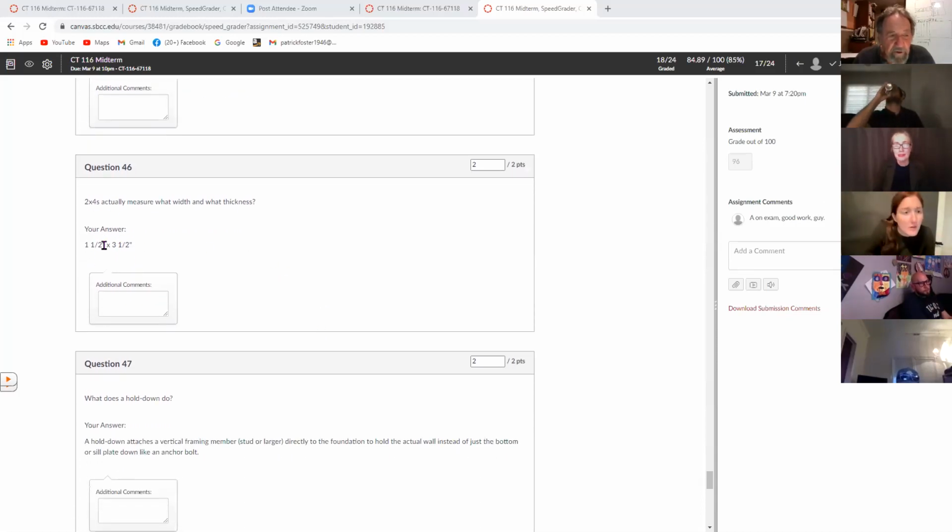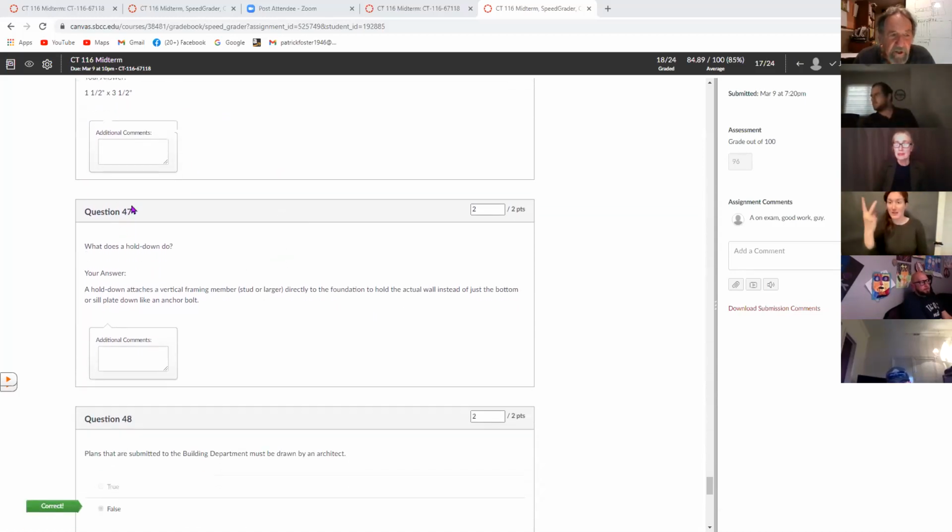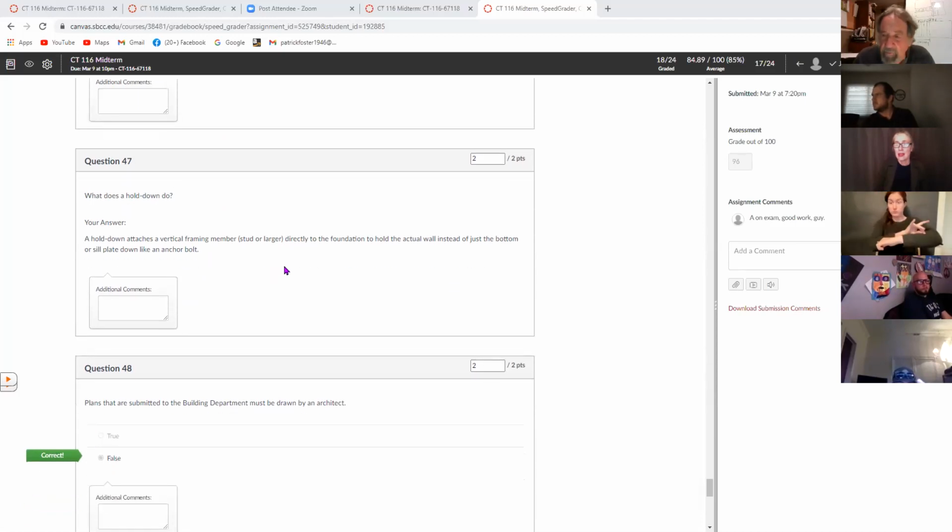We all know they're smaller now. They're 1.5 inches by 3.5 inches. What does a hold down do? It does hold the frame to the foundation, which is the briefest answer you could give, and that's a correct answer. I was hoping for a little bit more because anchor bolts also hold down a frame to a foundation. I was wanting to contrast with anchor bolts, but if you're not a builder, that's going to kind of go over your head probably.